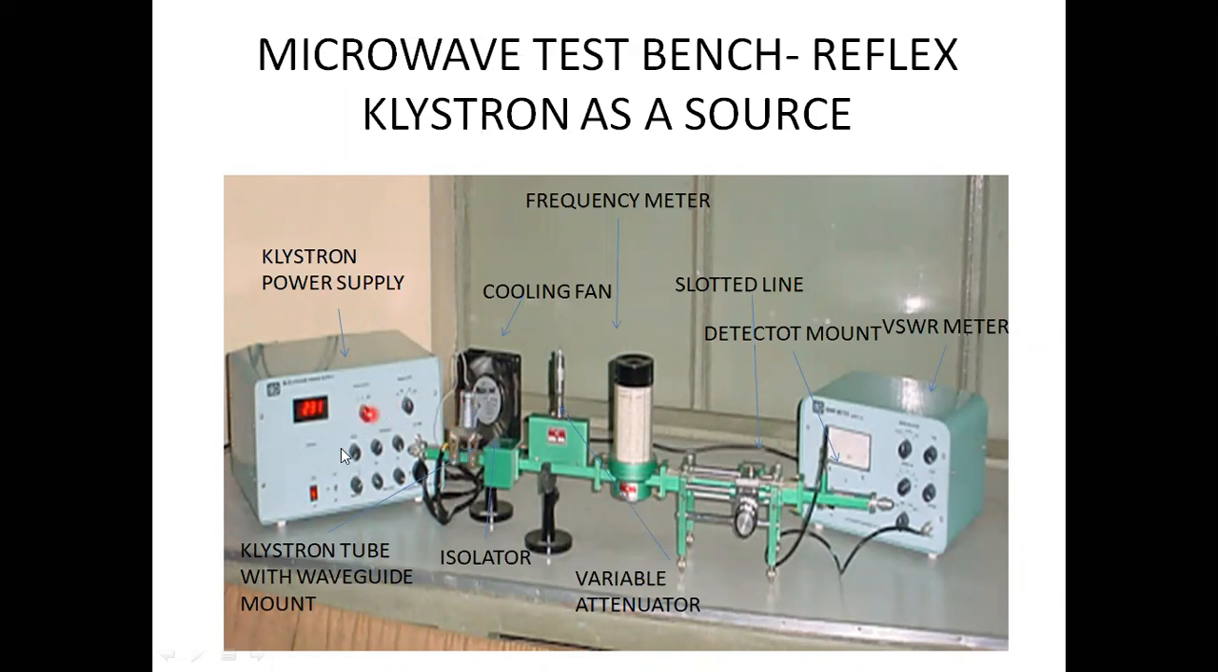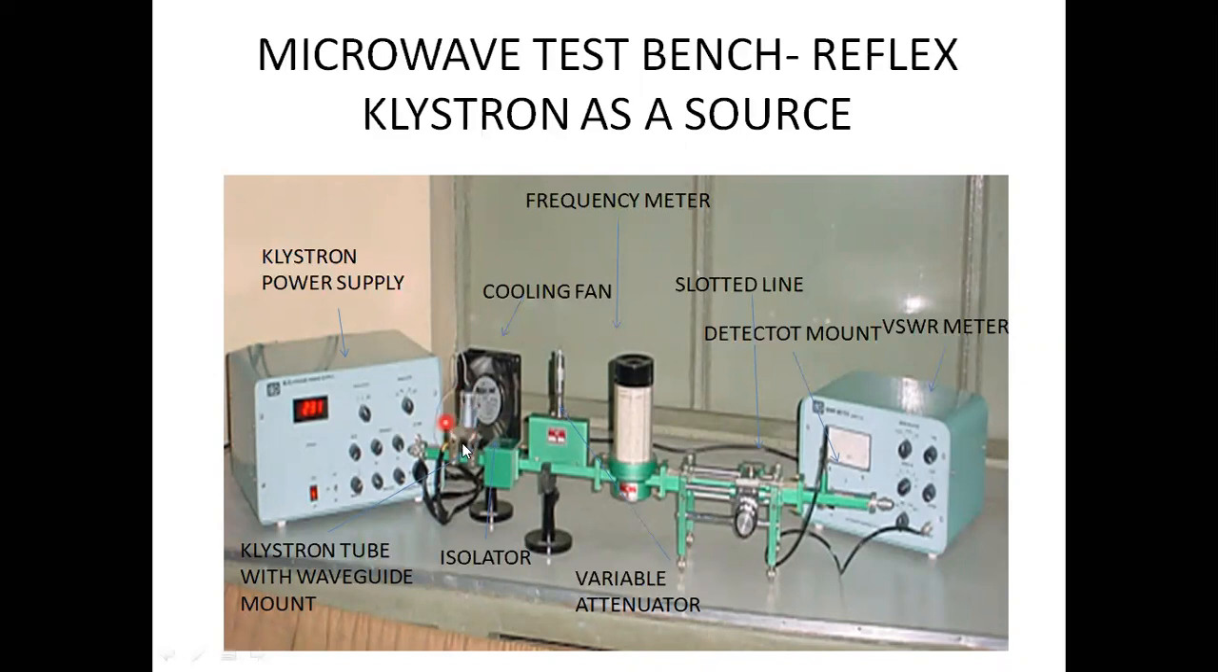Once we power on the klystron power supply, the power will be given to the klystron mount, and the klystron tube will generate the energy. This tube is coupled with the waveguide mount, and the energy will start to flow through the waveguide.